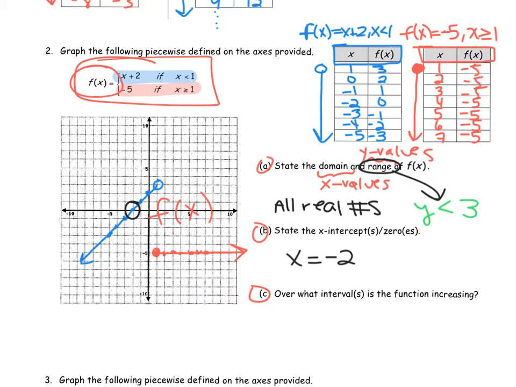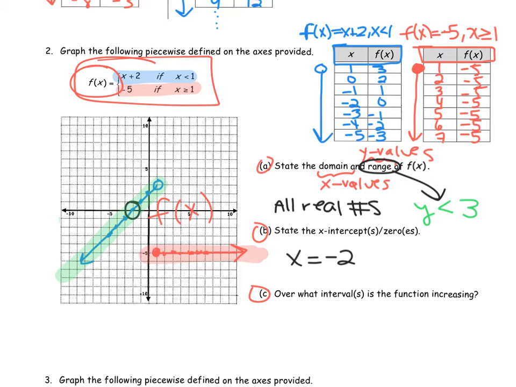And over what interval is the function increasing? So as we go from left to right, where is it increasing? So I'll highlight over our two sections. Is it increasing from here to here? Or is it increasing from here to here? Well, this is just a flat line. That's not increasing or decreasing. But as I go from left to right, from here to here, that's increasing.